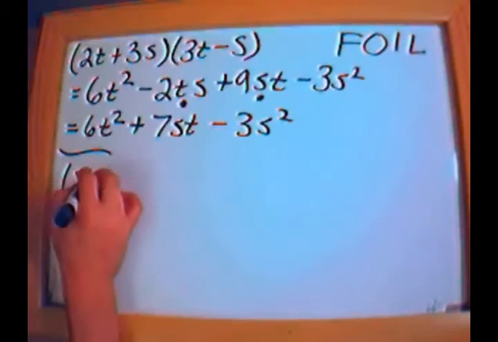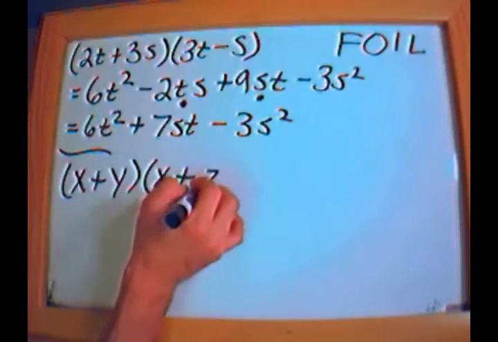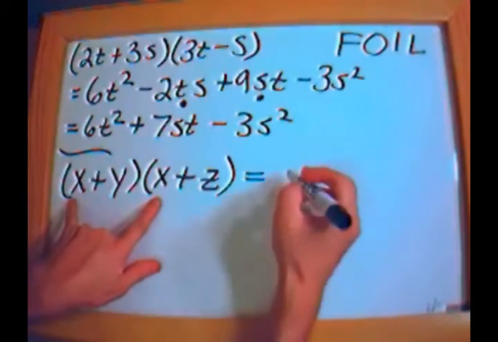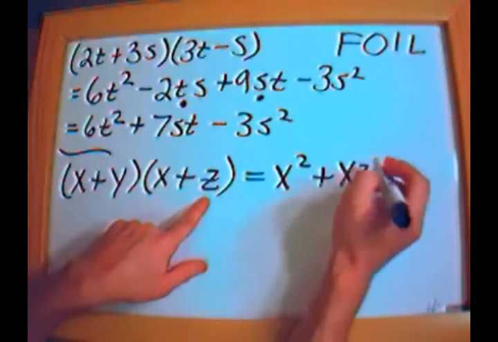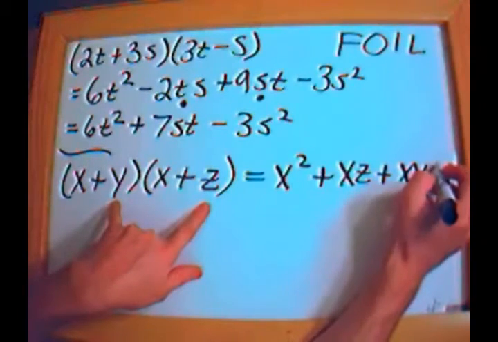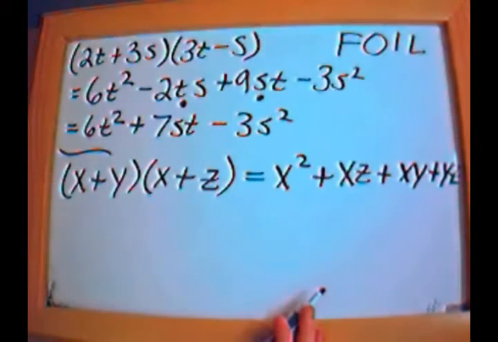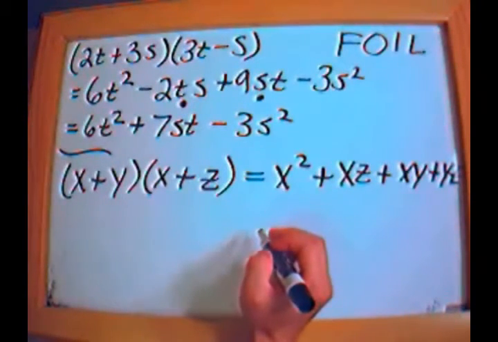What if we had something that looks like x plus y times x plus z? Forward term is x times x is x squared. Outside is x times z, which is simply xz. Inside is x times y, which is simply xy. And the final term is simply yz. And there's really no way I can simplify that any further. Okay?